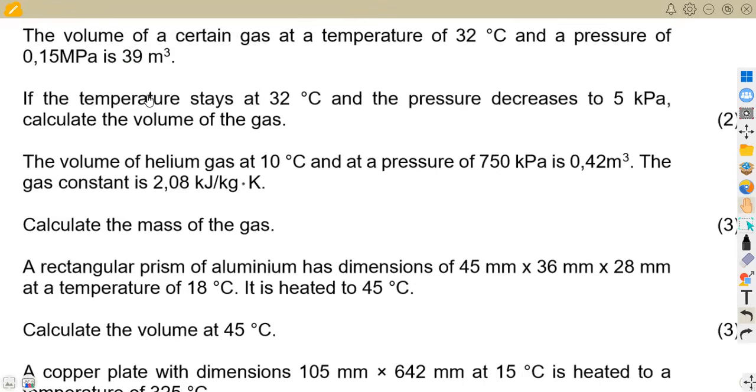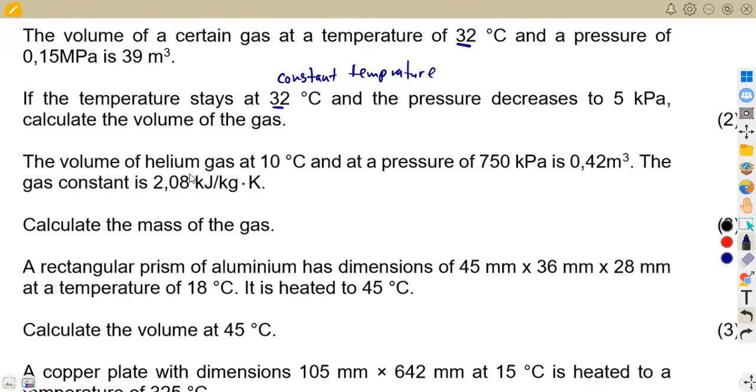All right. So if the temperature now stays at 32, take note of the information. The temperature stays at 32 degrees Celsius, so they are talking about a constant temperature. Sorry, this is temperature, the one that is not changing. If pressure is not changing, that is a constant pressure. But here it is the temperature which is maintained at 32 like this.